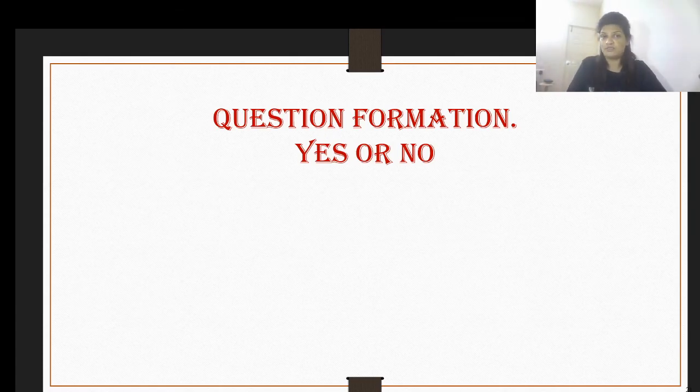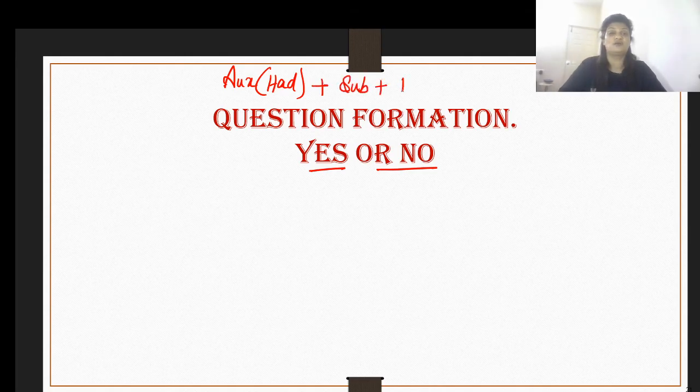Well, what are yes or no questions? Yes or no questions are those questions which demand only yes or no in response. For example, if I say, did you have your food? And the answer is yes or no. So that is what is referred to as yes or no questions. With past perfect, the sentence structure is: first comes the auxiliary, which is the past auxiliary had, and soon after the auxiliary we use the subject, and soon after the subject we use the past participle.